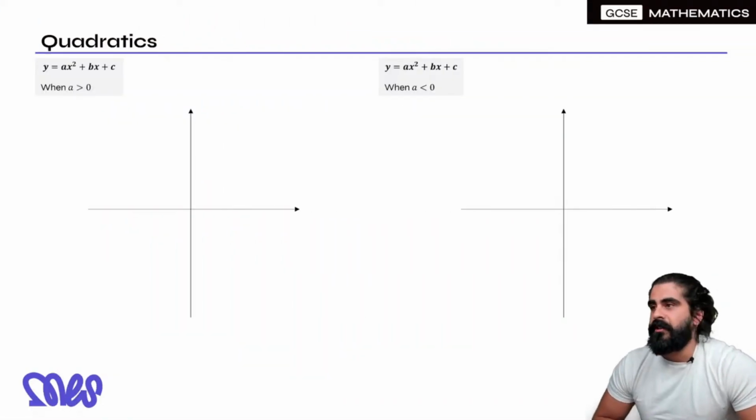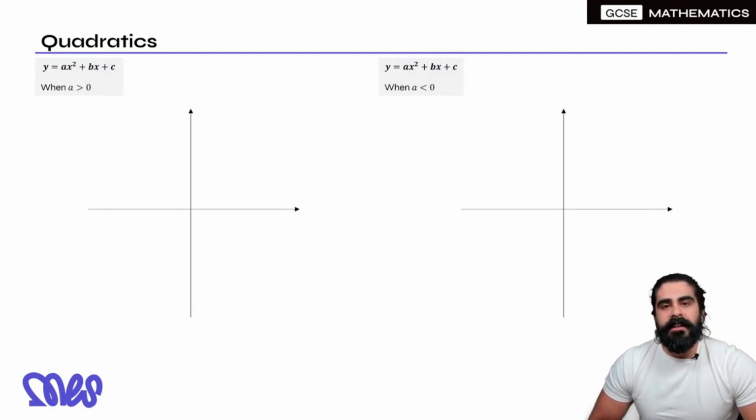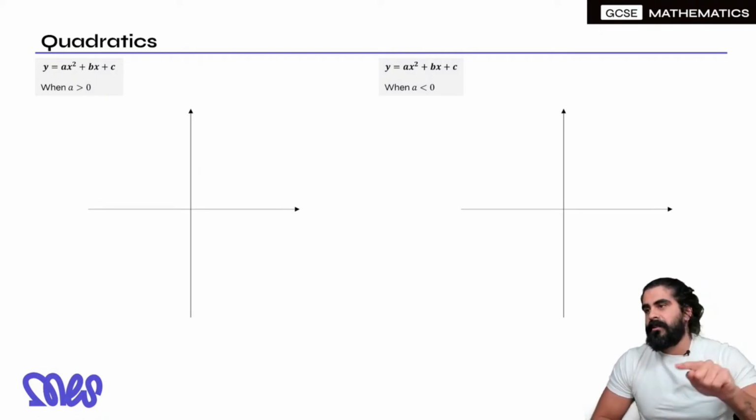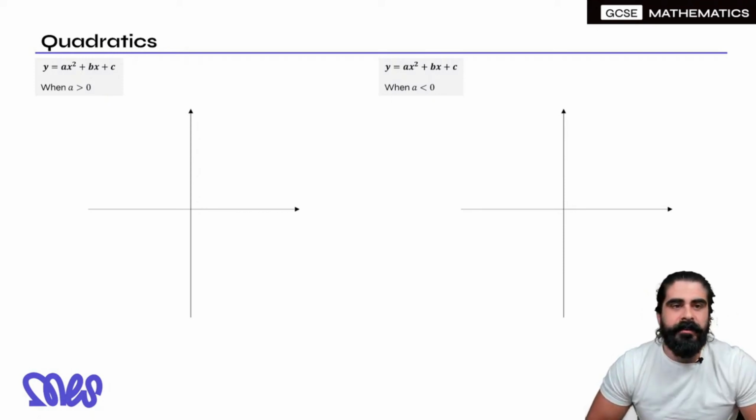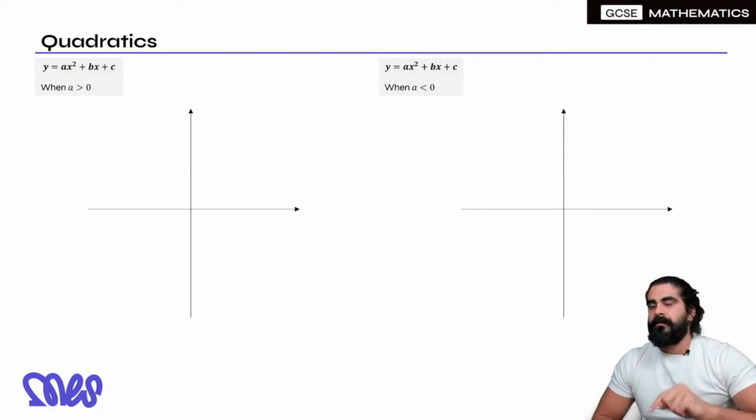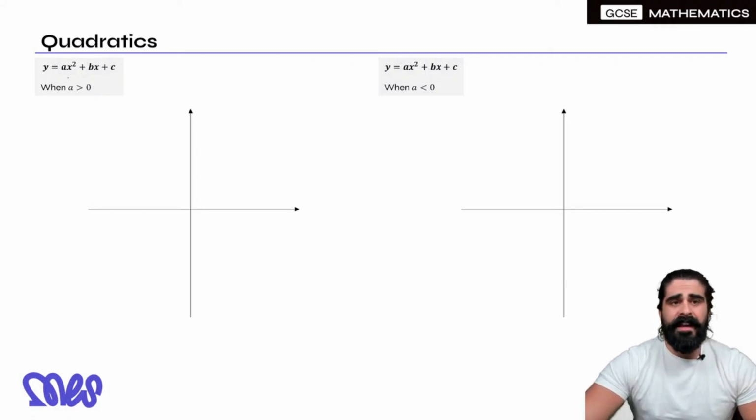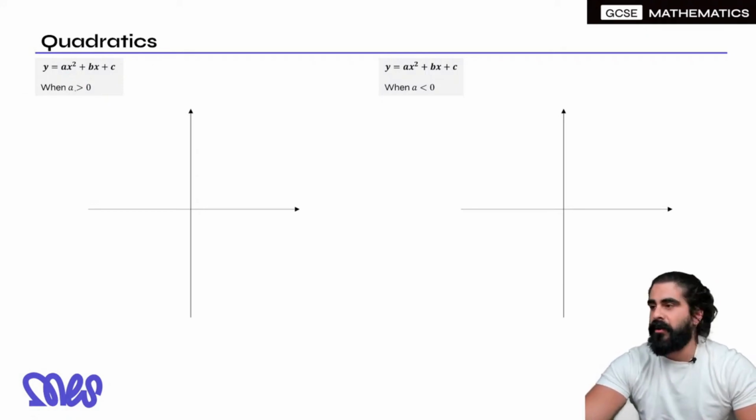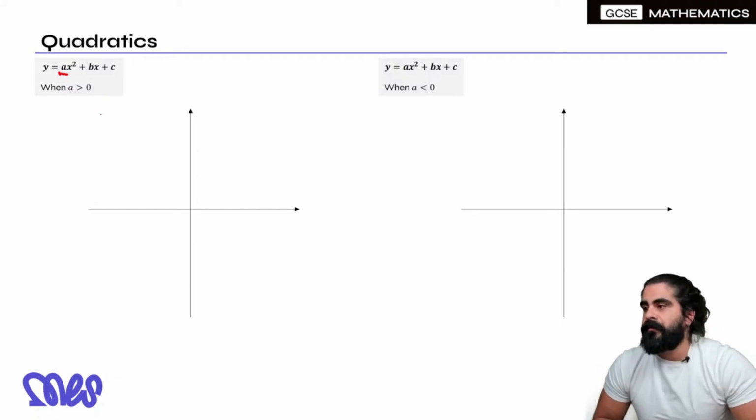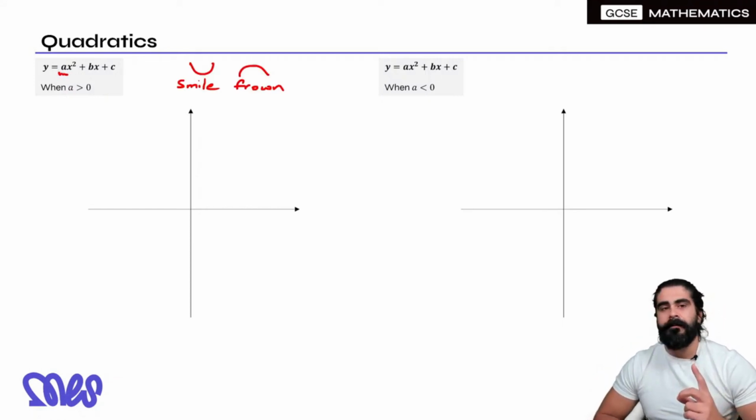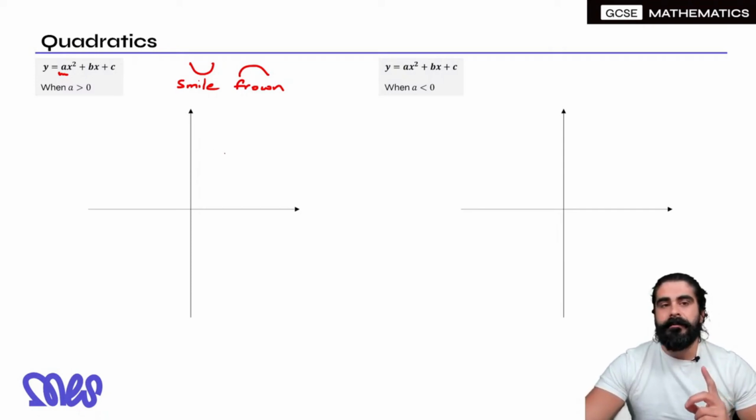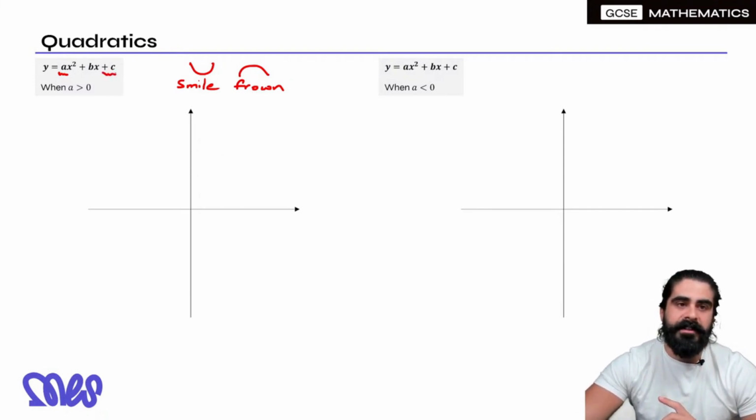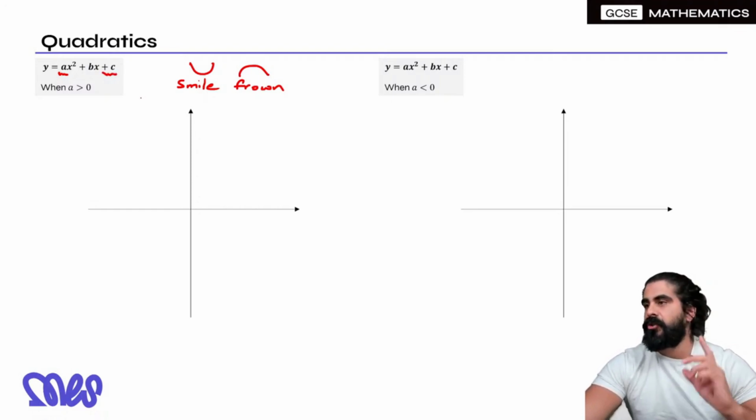The next one is quadratics. Next lesson, we're going to do a lot more on sketching quadratics, but quadratics are like the smiley face. That's usually how we learn in year 7, right? Or an upside down face. Now, if a is positive, if this number here is a positive number, it's a smiley face.